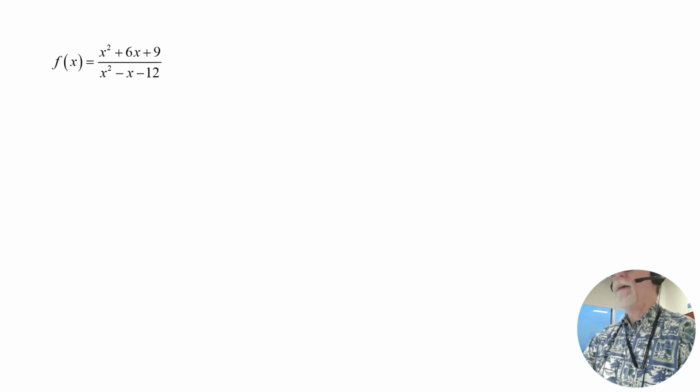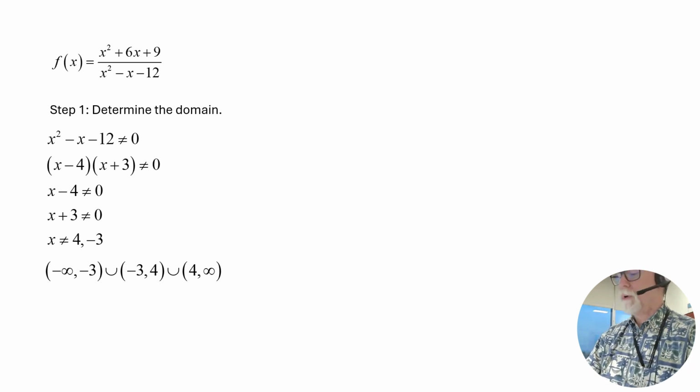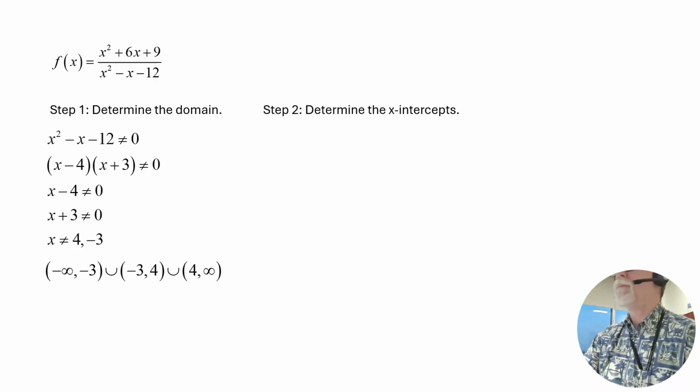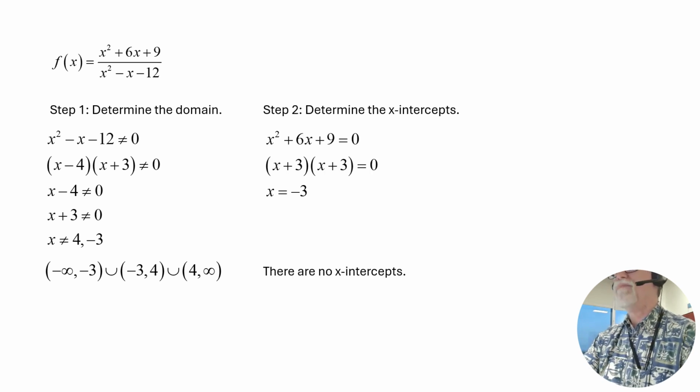Again, step by step, start with a domain, denominator not equal to 0. There's our domain. And so just a brief review, these are either vertical asymptote or hole. They are not an x-intercept, like that. So our x-intercepts are from the numerator, and we'll set it equal to 0 and see that there are not any x-intercepts in this particular one.